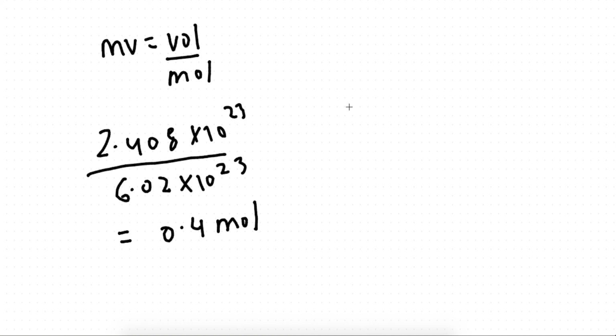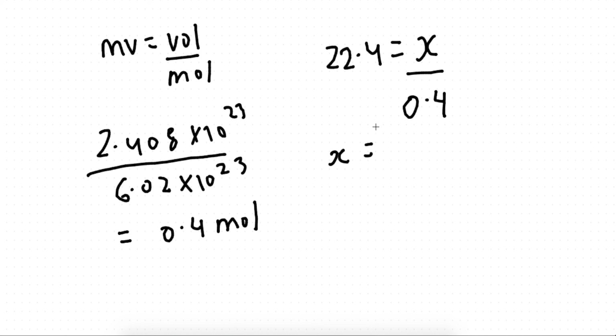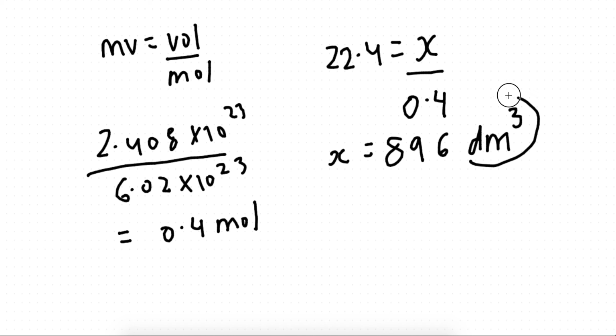We want to find the volume. So molar volume, which is 22.4, equals volume, let's say X, over number of moles, say 0.4. So X equals 22.4 times 0.4, which equals 8.96 decimeter cube. Always the unit is going to be decimeter cube.